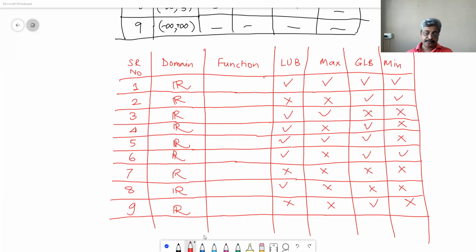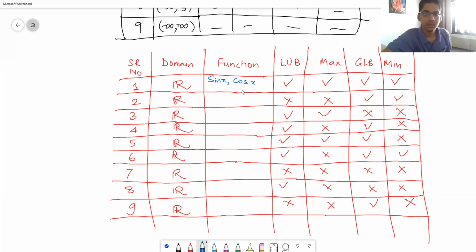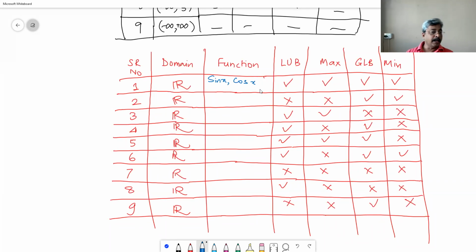Y is equal to? Sin x and cos x. Sir, signum function. Signum function, okay. Constant function, y is equal to k, will also give you everything. Second, you have GLB, you have a minimum, but no LUB, no maximum.